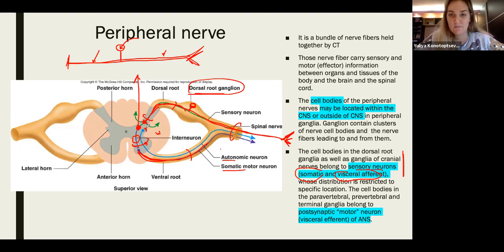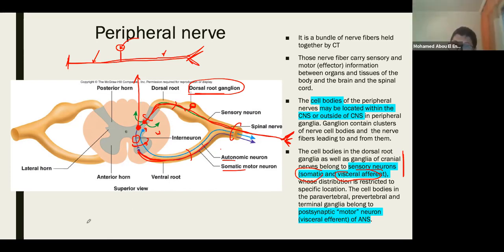So again, a sensory neuron can synapse via an interneuron only with somatic efferent. It cannot synapse with autonomic. Autonomic has its own area in the spinal cord, which is called the lateral horn. Does it make sense?